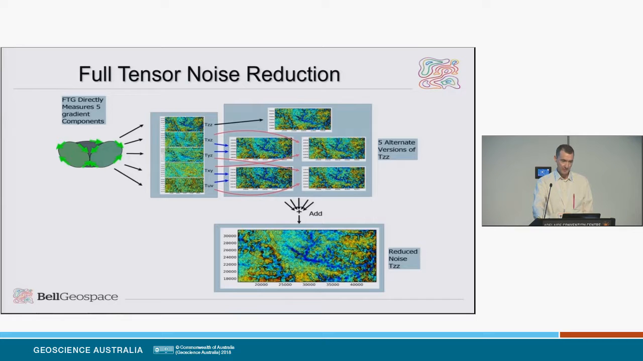So, reducing noise by converting and combining gradient components. I'll start with this graphic, which is a picture we put together to explain to people what we mean by full tensor noise reduction.